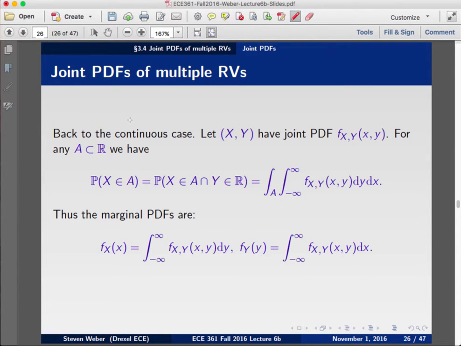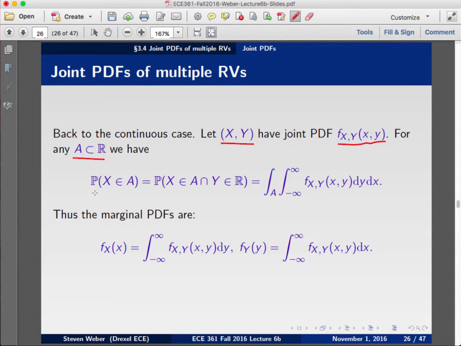Okay, so let's go back to the continuous case. Now we think of the pair X and Y as jointly continuous random variables with a joint PDF, little f sub capital X, capital Y, at some point little x, little y. And we think of A as a subset of the real line, okay? So we think of A as some interval of interest, say, for the random variable X.